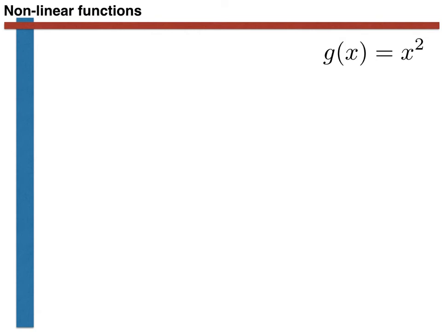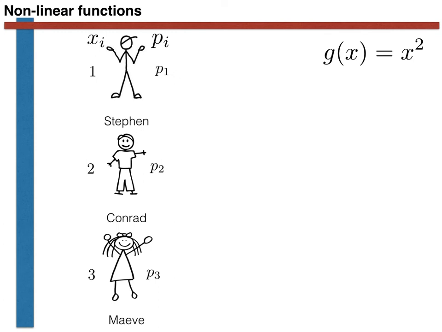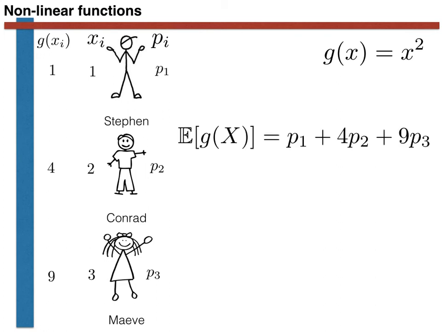now show. Remember that the xi values for Stephen, Conrad, and Maeve are 1, 2, and 3 respectively. Their squares are thus 1, 4, and 9. The expectation of the random variable X squared is thus p1 plus 4p2 plus 9p3, which cannot be written in terms of the expectation of X.